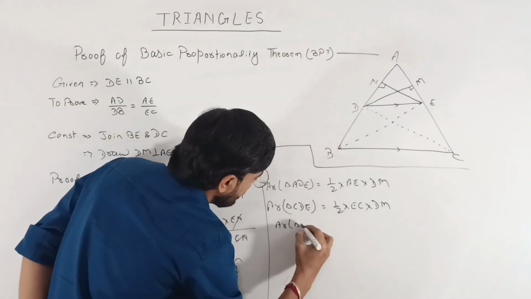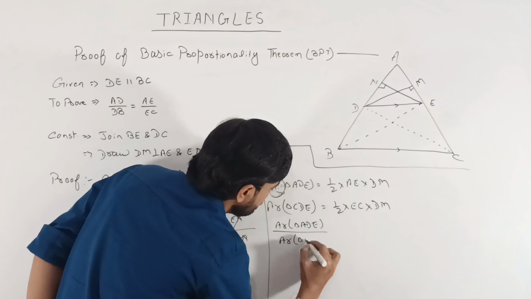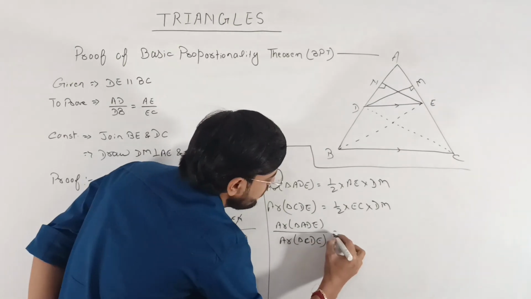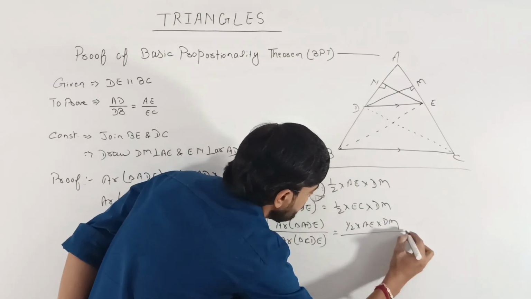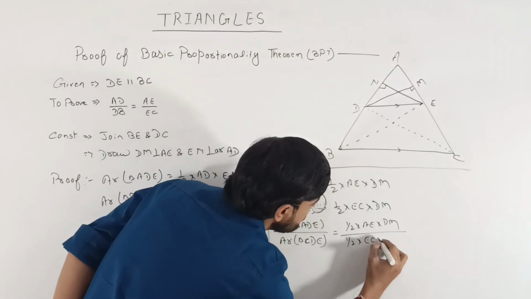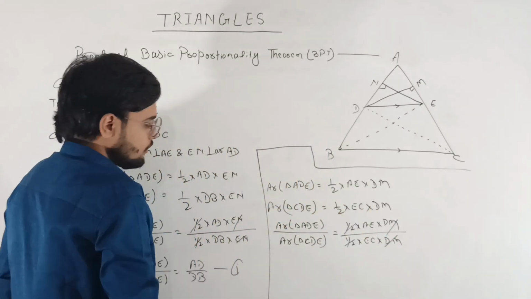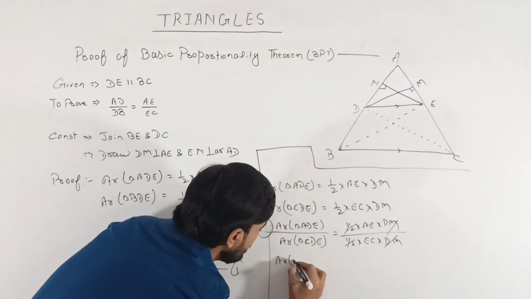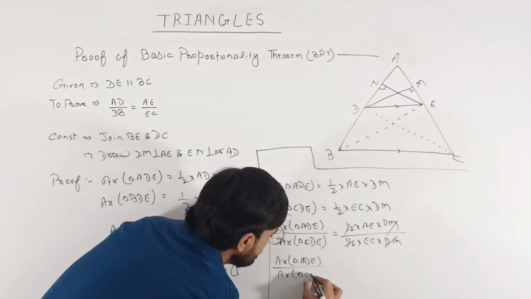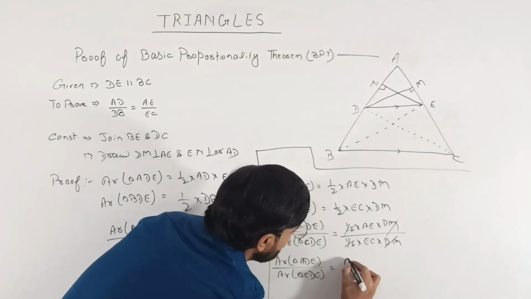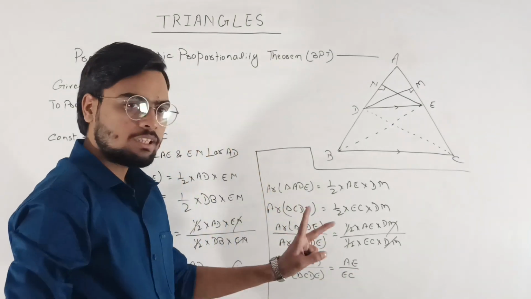So area of triangle ADE upon area of triangle CDE is equal to half into AE into DM upon half into EC into DM. Now DM is cancelled, half is cancelled. So what we are left with? Area of triangle ADE upon area of triangle CDE is equal to AE upon EC. We are left with AE upon EC.